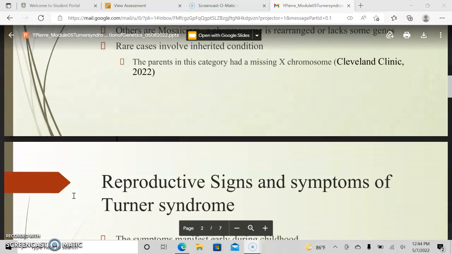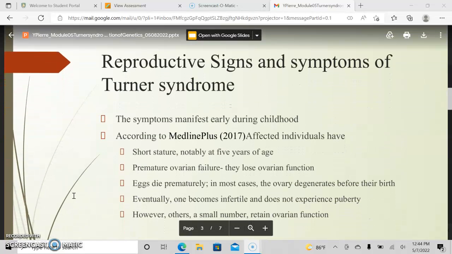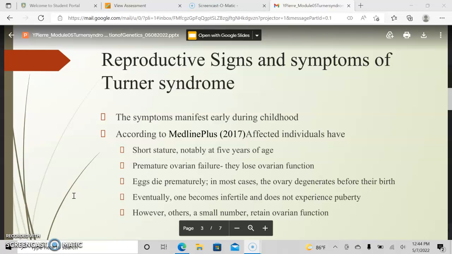Now I'm going to talk about the second slide, which is reproductive signs and symptoms of Turner syndrome. Turner syndrome results in the loss of reproductive ability, notably during childhood and before birth. Affected individuals have short stature, notably at 5 years of age. They reach peak growth at 5 years.